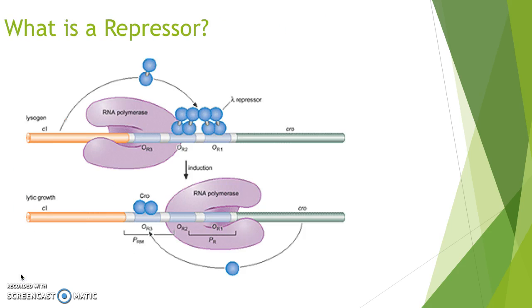So, what exactly is a repressor? A repressor is a protein that binds DNA at an operator site and thereby prevents transcription of one or more adjacent genes. So as you can tell by the diagram, the repressors are these blue-looking balls right here, and they're right next to the RNA polymerase.